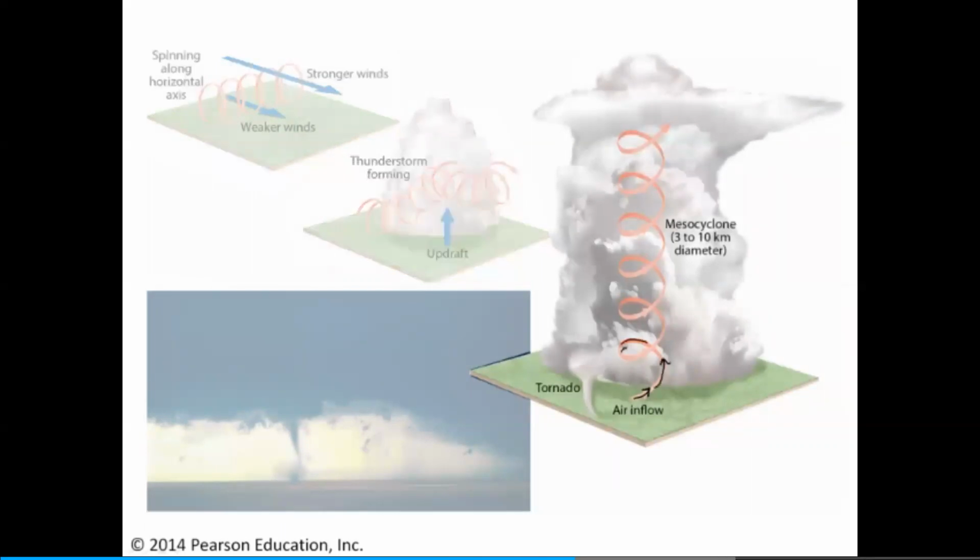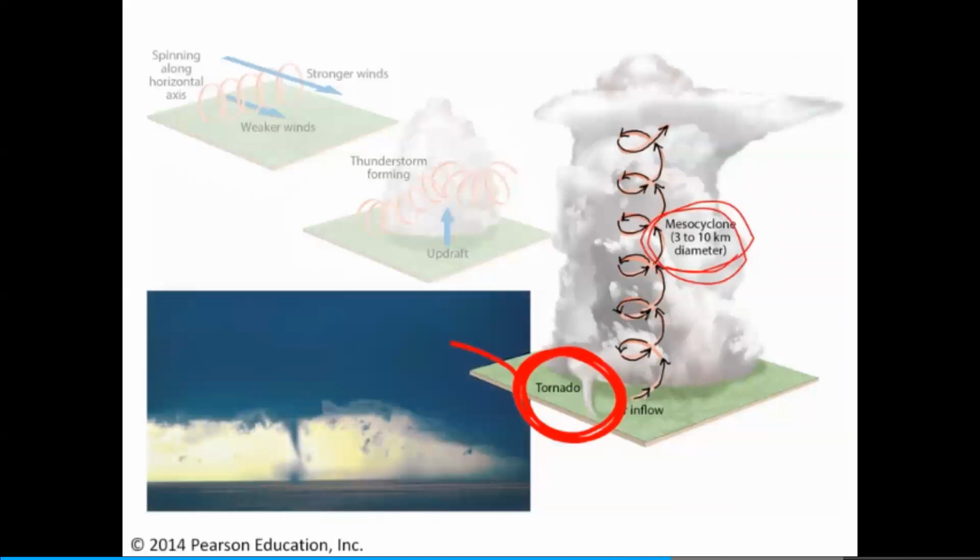The mesocyclone reaches maturity when you end up getting a full-fledged cumulonimbus cloud, and now your cylinder of rotating air is vertical in its orientation. So this is the proper mesocyclone. Note that these things are 3 to 10 kilometers in diameter. Now, at the base of that 3 to 10 kilometer mesocyclone, you may end up seeing tornadoes forming, and so that's where you end up getting the tornadoes.